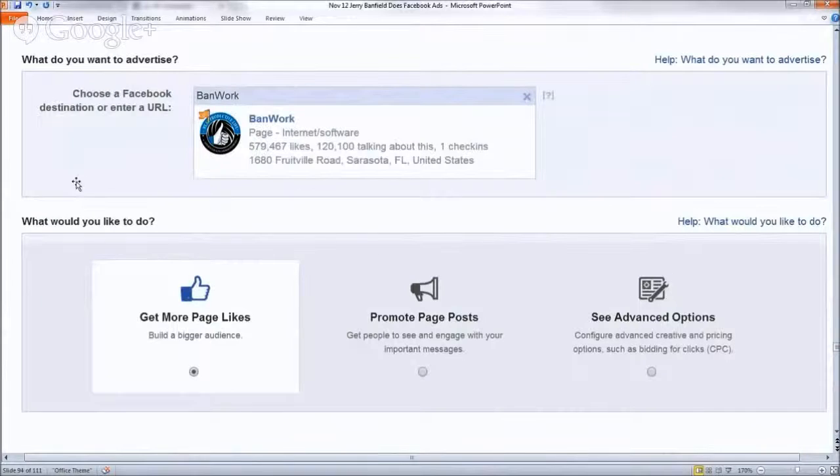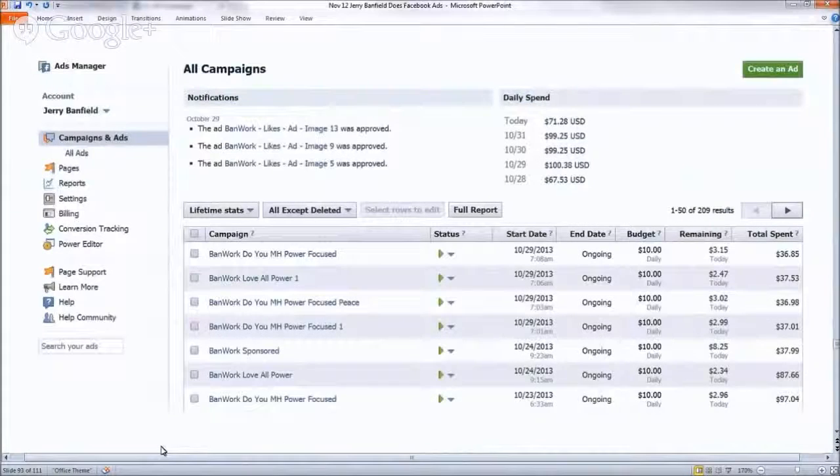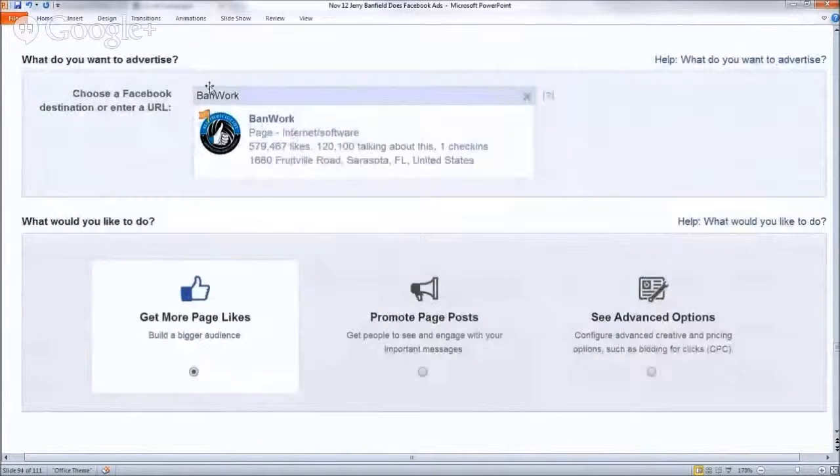The next step looking at this is, once you know how to use this interface, you click on create an ad. This is what will pop up. I put in my company's Facebook page. Get more page likes is my objective.